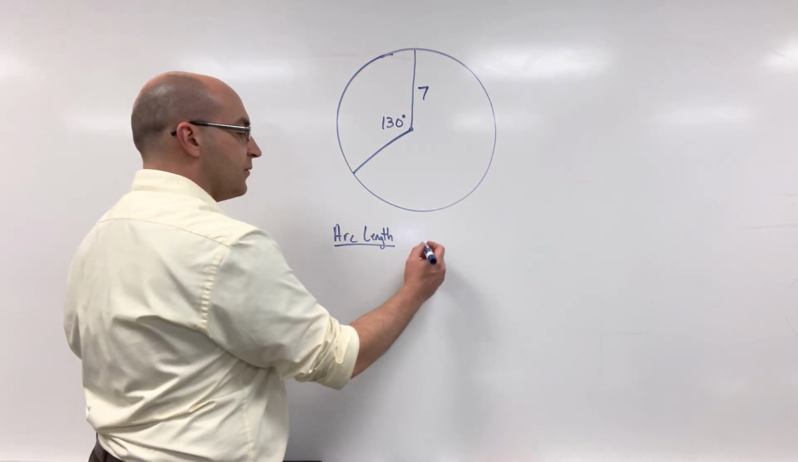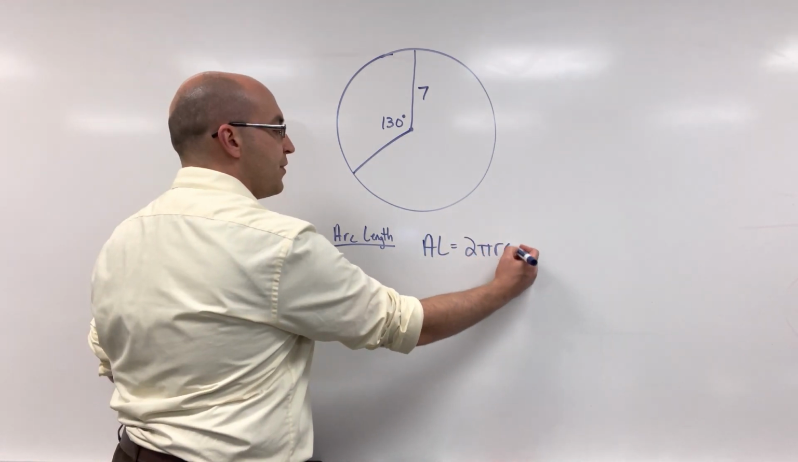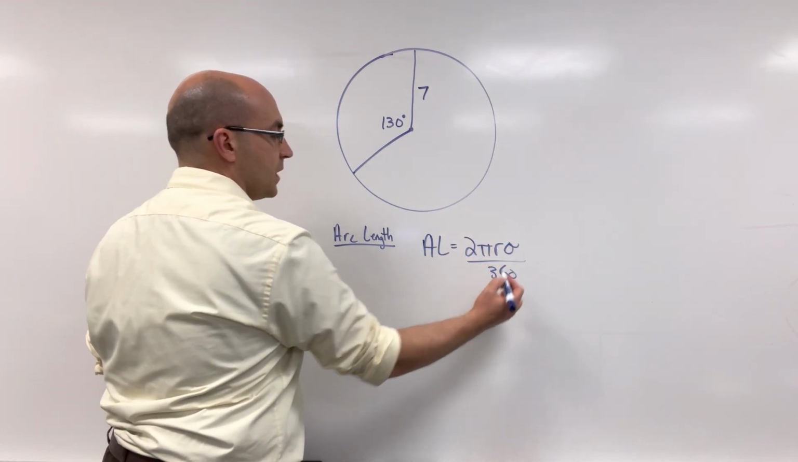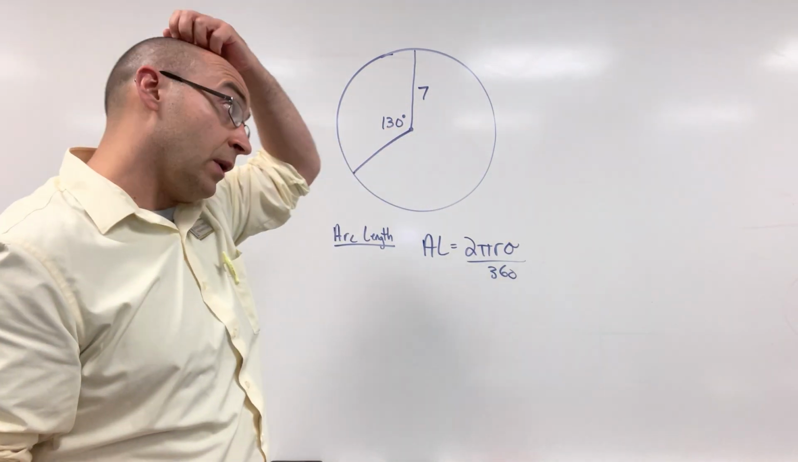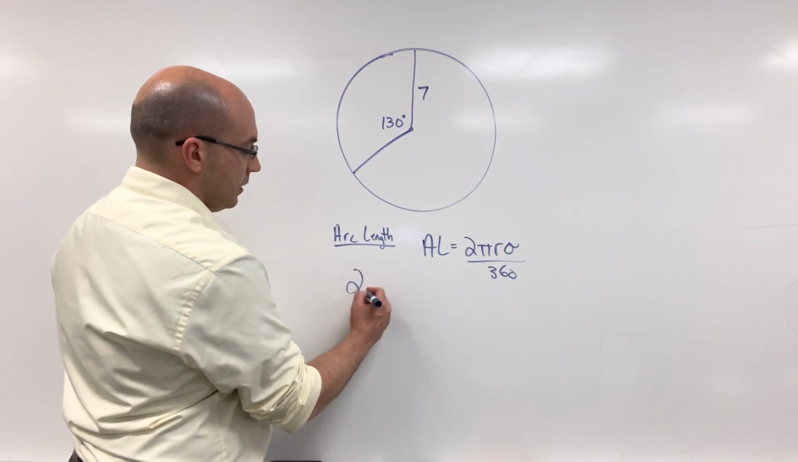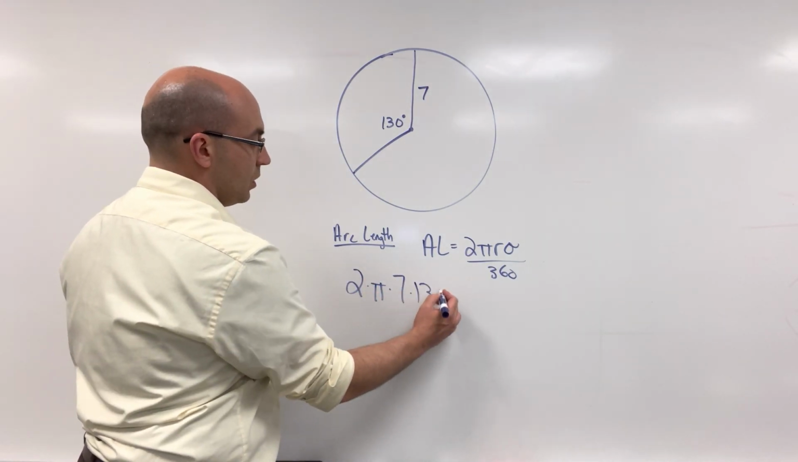Now remember, the arc length formula is AL equals 2 pi r theta over 360. So we know r, which is 7, and we know theta, which is 130. Let's plug in what we know: 2 times pi times 7 times 130 over 360.